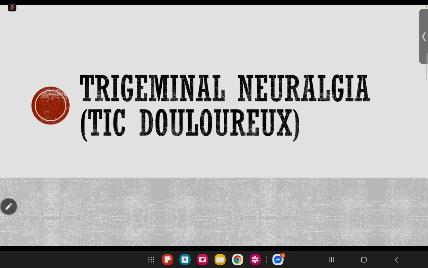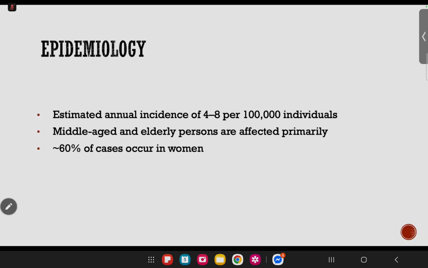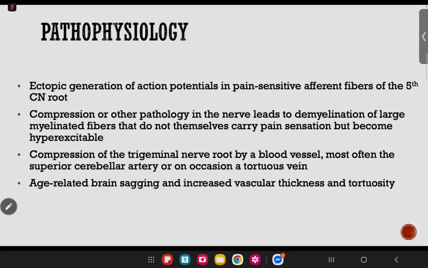So trigeminal neuralgia, also known as tic douloureux, is relatively common, with an estimated annual incidence of 4 to 8 per 100,000 individuals. Middle-aged and elderly persons are affected primarily, with 60% of cases occurring in women.